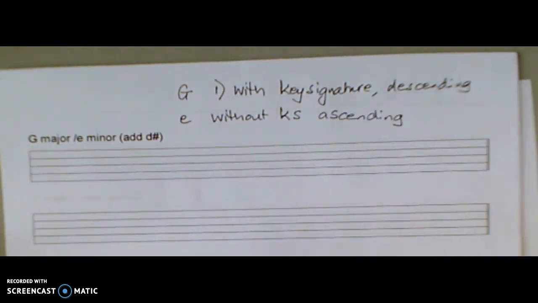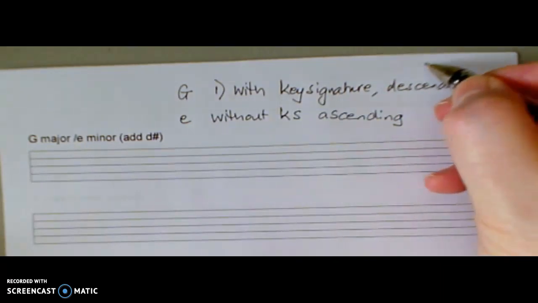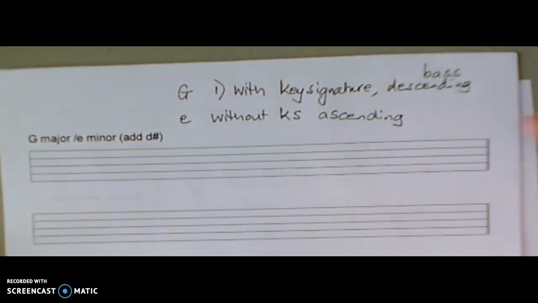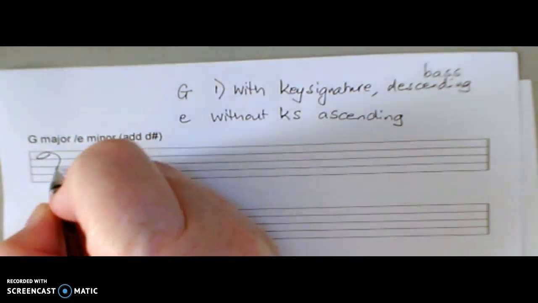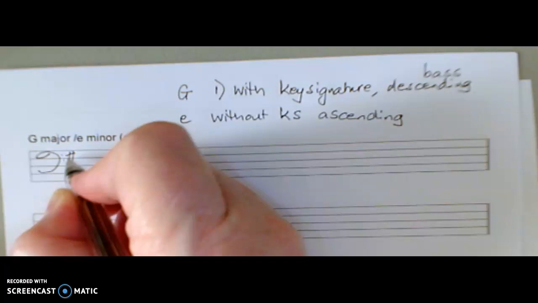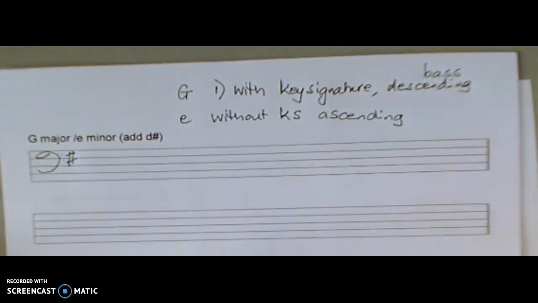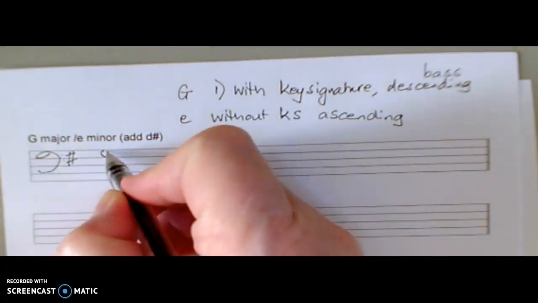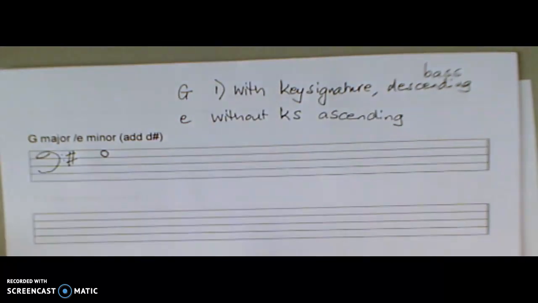So the first one, G major. Let's do this in the bass clef. So we do the bass clef with key signature. So I add my F sharp. I want it descending, so I'm going to start with my high G and go down to my low G.